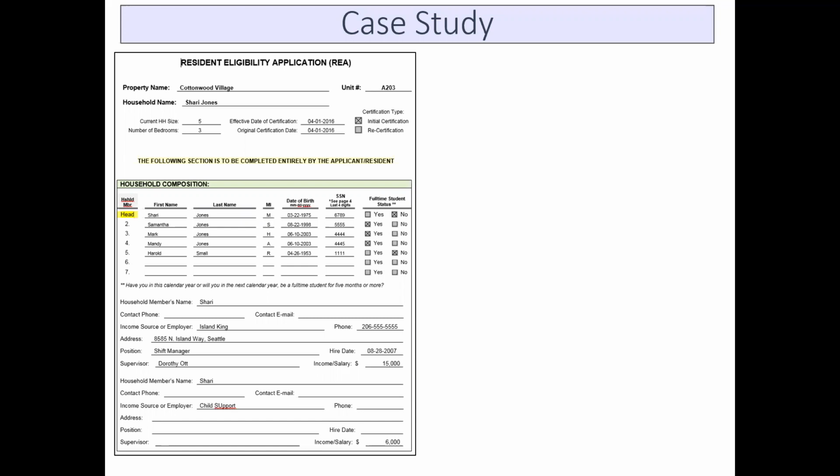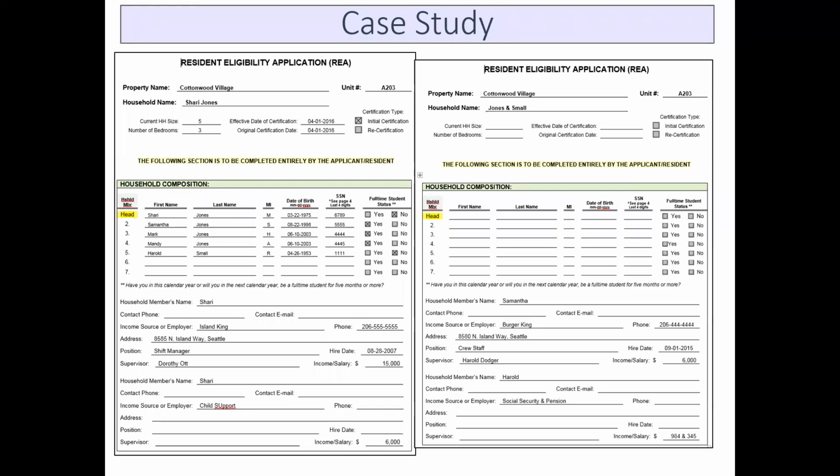And of course, we only have 2 spaces at the bottom of this form. Our new one is slightly different. But so we have 2 spaces there. If we go to the next page, which is pretty much a duplicate other than the household composition information isn't filled out, but it continues on with additional household members. We have Samantha, who has a job at Burger King. And then we also have Harold, who's telling us he has Social Security and a pension account to look at.